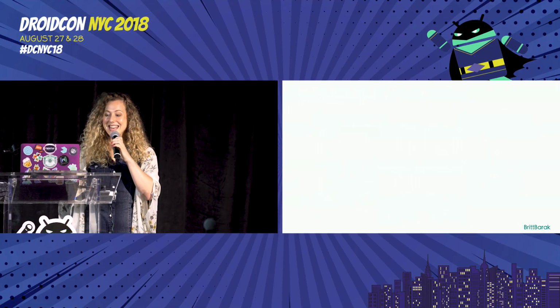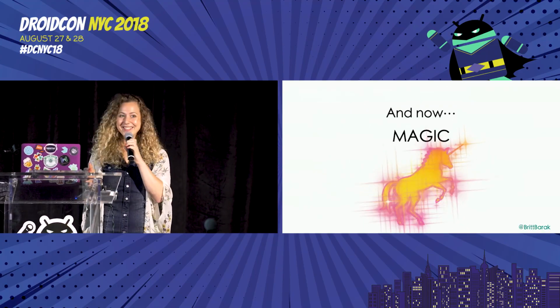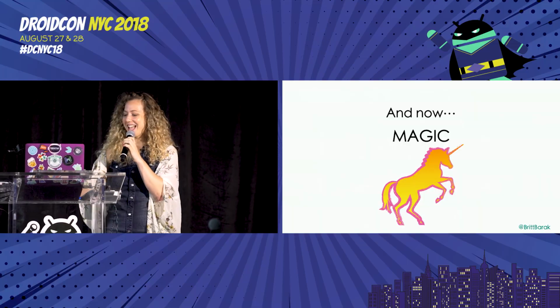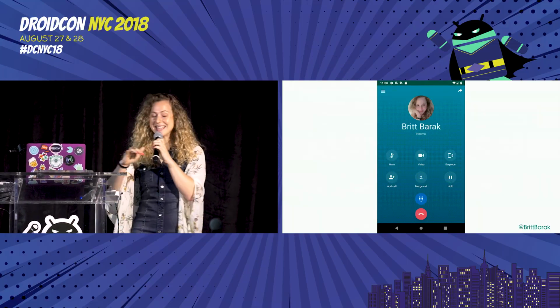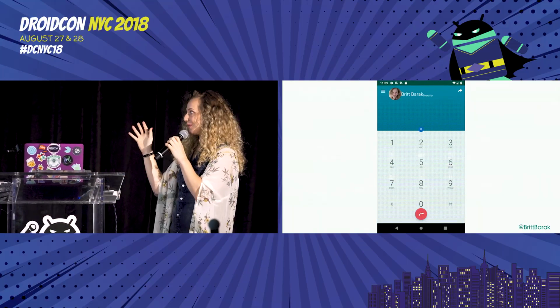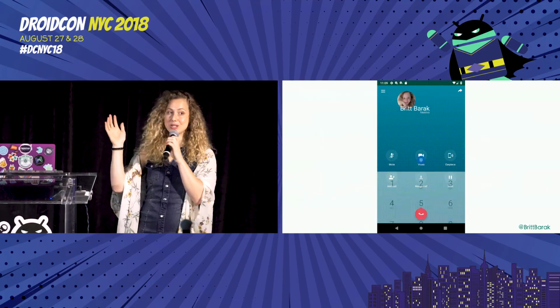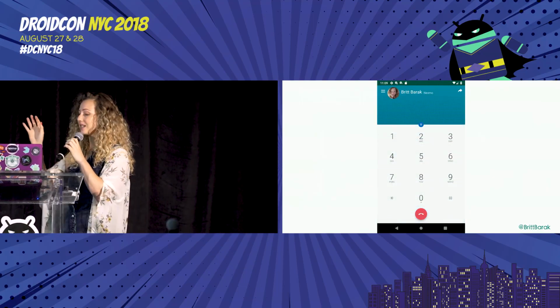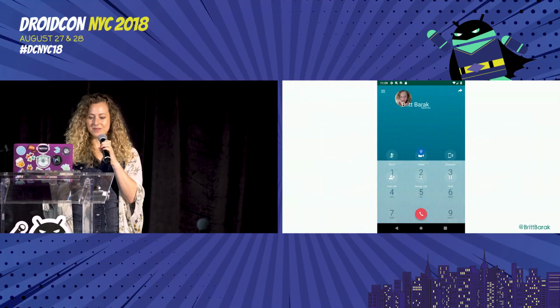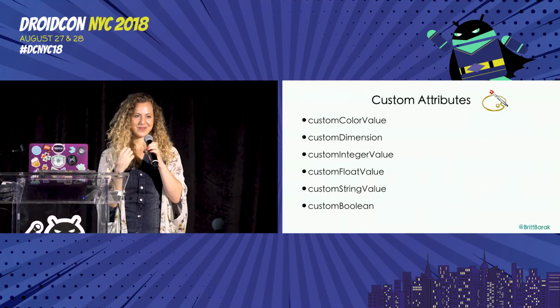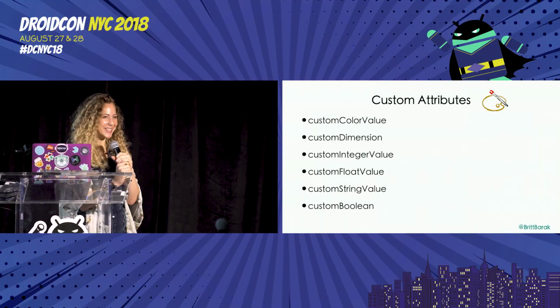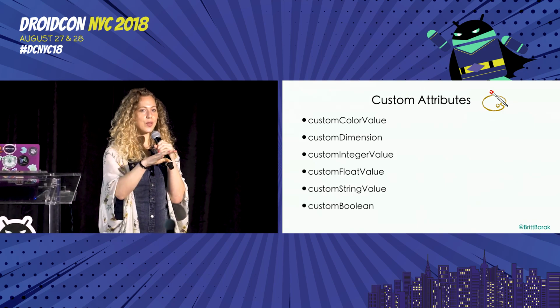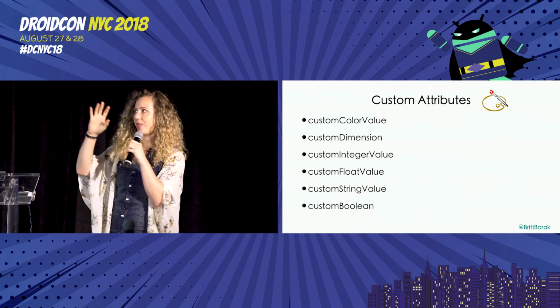Basically, that's it. And now we can have a different kind of magic. That's all we had to do in order to have the text size animated with everything else. So it was pretty simple, wasn't it? Yeah, pretty simple and pretty nice and pretty cool. And it works for all the custom attributes with these types.